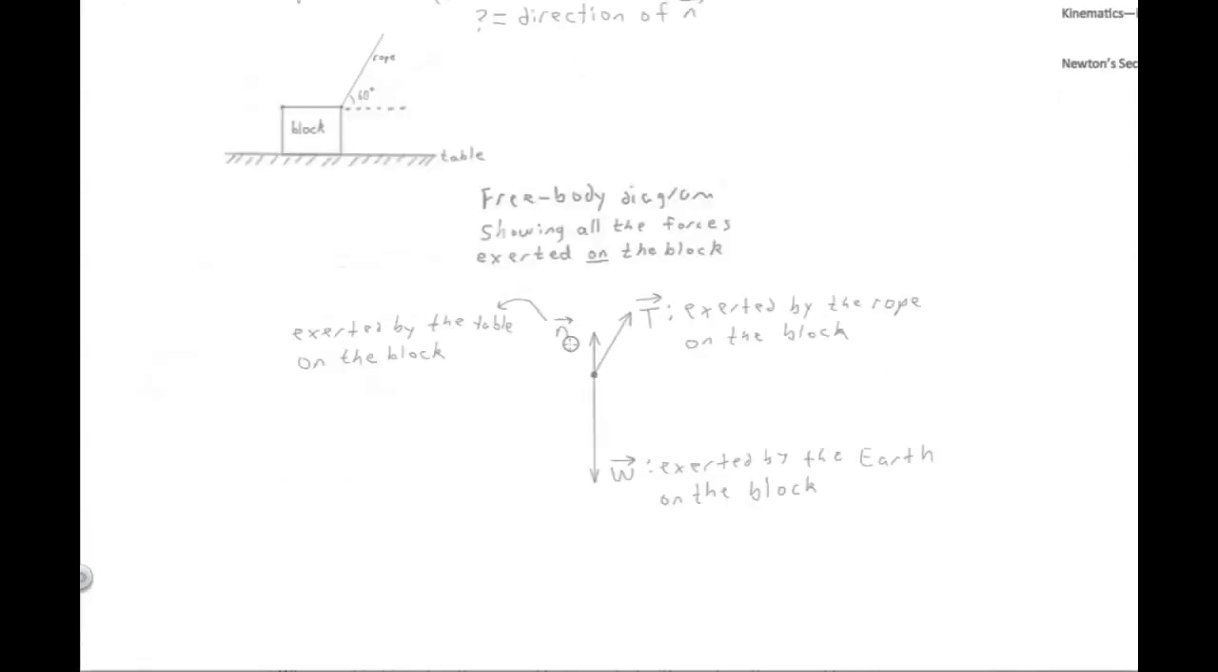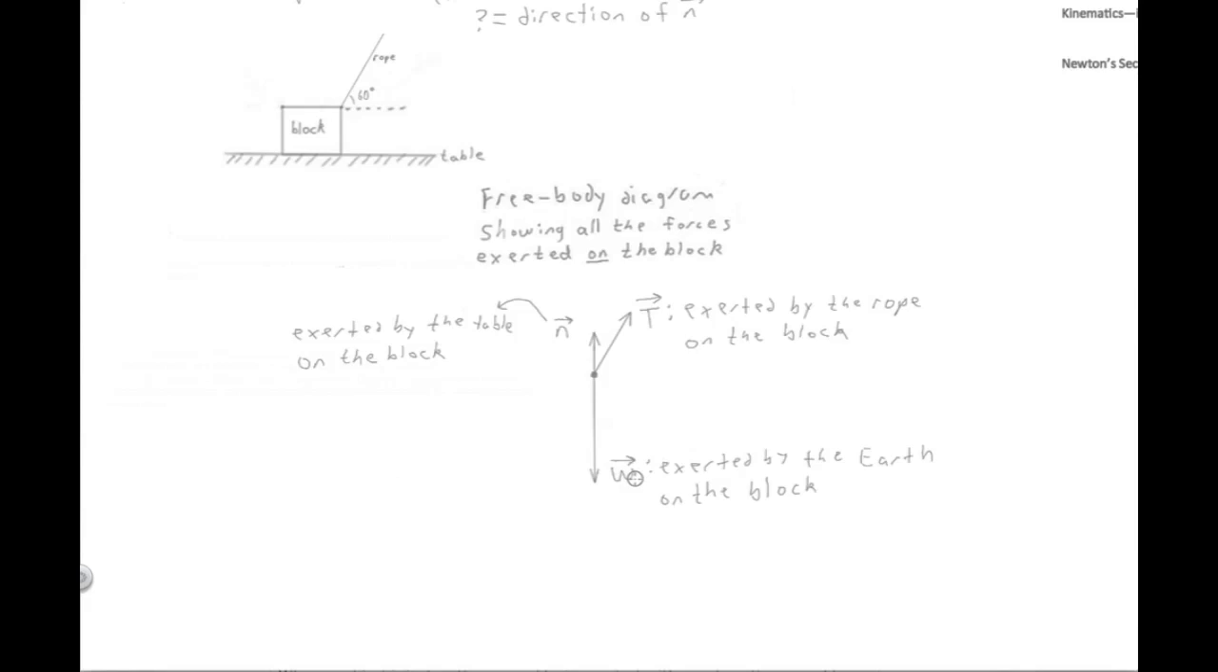Remember, the normal force is being exerted by the surface, by the table, on the block. The tension force is being exerted by the rope on the block. And the weight force is being exerted by the earth on the block.